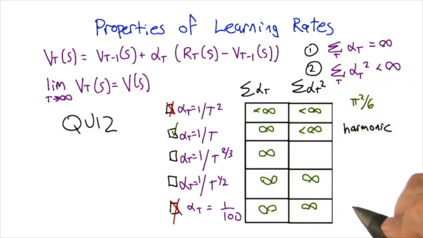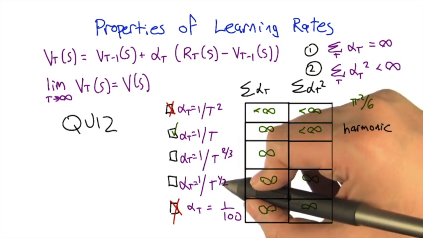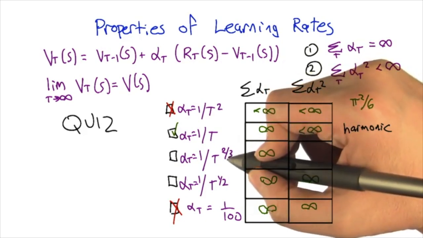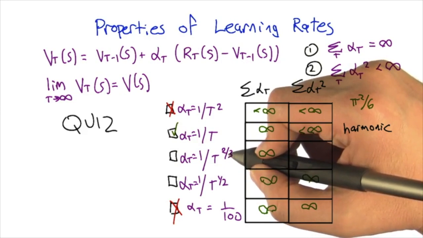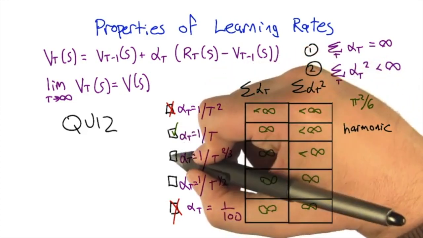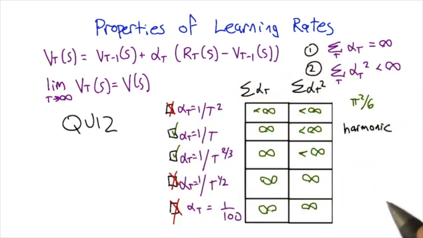Right. And you just have to square them and ask the same question. Good. So we squared this one, and that gets us 1 over t, which also adds to infinity. Right. And you square this one, and you get 1 over t to the 4/3, which is bigger than 1. So that one should converge. Right. So interestingly, this one works, and this one doesn't. So can we extract a general rule from this?